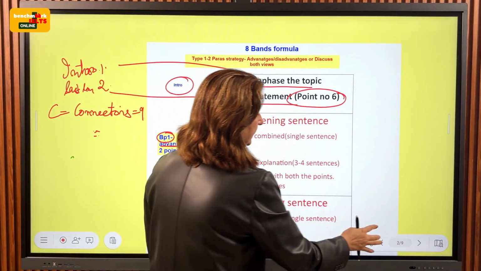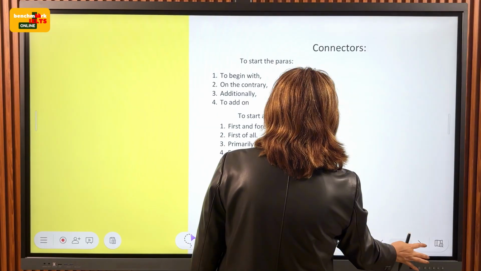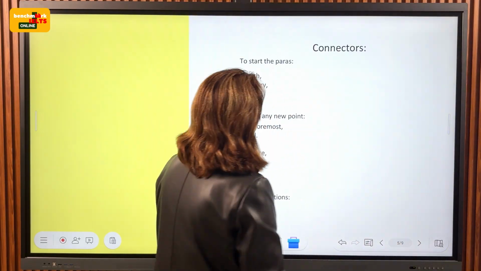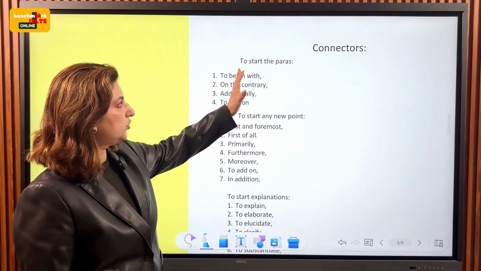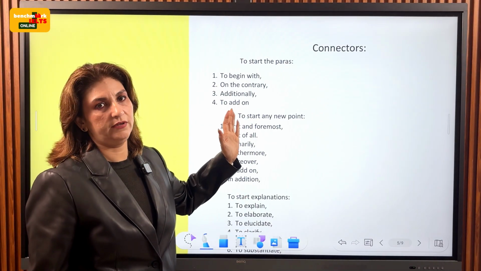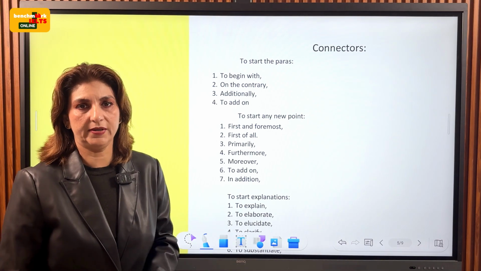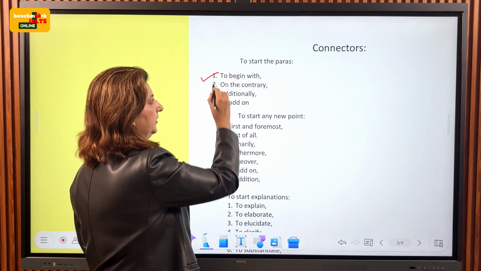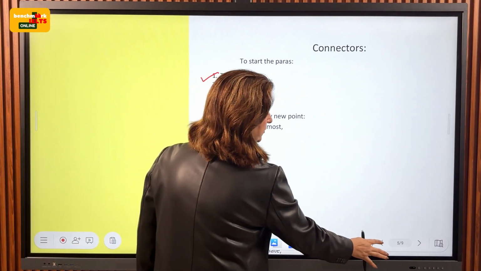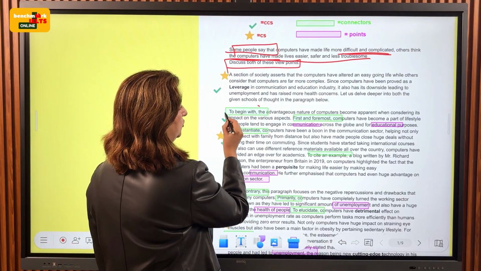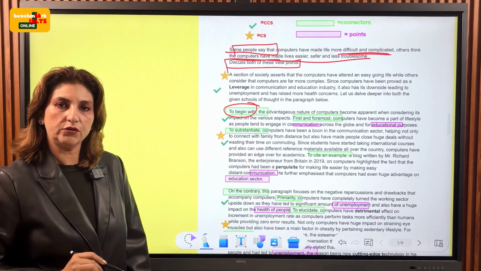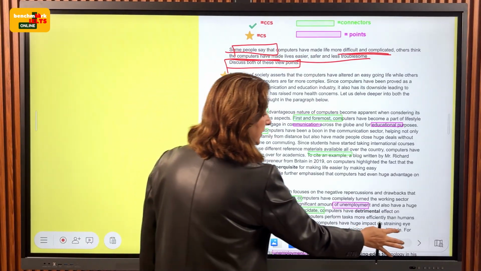Now what are these connectors? Let me show you example of some of the connectors. So here I am going to share these notes with you. These are the list of the connectors. So these are some of the connectors by which you can begin your para. Normally your body paragraph 1 is recommended to start with, to begin with. So if I show you this example here of this student, see here he has written to begin with. So that's how you start your first para.